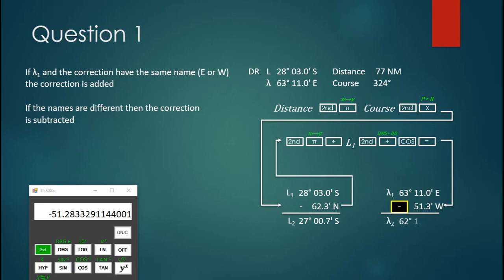And at this point, if you need to clear the calculator to use it for the arithmetic, you can. And this is our new latitude and our new longitude, lat 2 and lambda 2. That's the latitude and the longitude we would be at if we use this for a starting point and we run 77 nautical miles at 324 degrees. Pretty simple once you get the hang of it, the pattern of it.